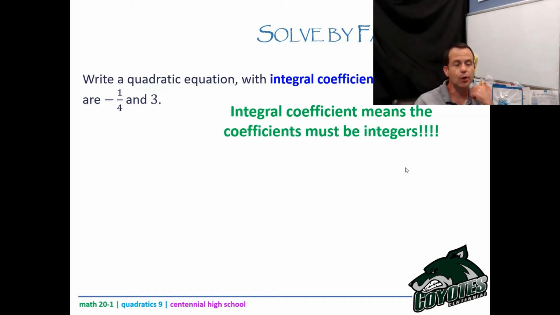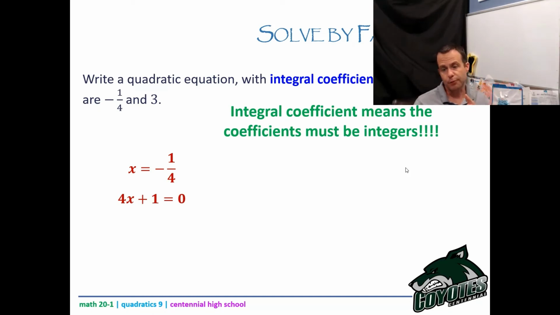Okay. So this is very similar to the last question in the sense that we're starting with our answers. I know that x equals negative 1/4 and I know that x equals 3. So if x equals negative 1/4 and I want to get that into a factor that would have equaled 0, I'd multiply both sides by 4 and add 1. So that's 4x plus 1 equals 0. There's a factor that's part of my equation.